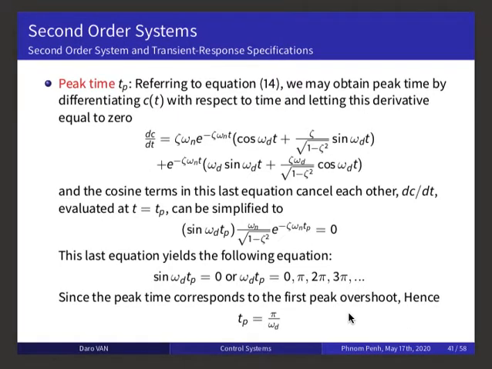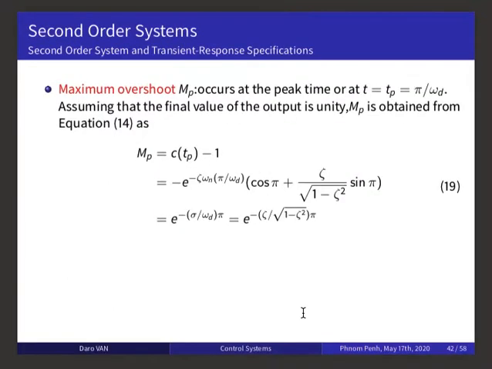Since the first time corresponds to the first peak overshoot, Tp is just equal to pi over omega_d. That is the peak time. And for the maximum overshoot, Mp occurs at the peak time, or at t equal Tp equal pi over omega_d, and you can substitute.